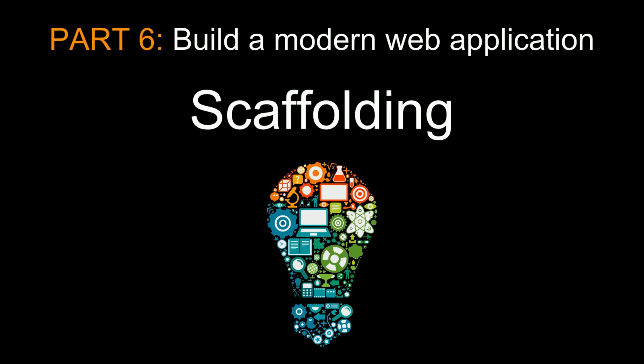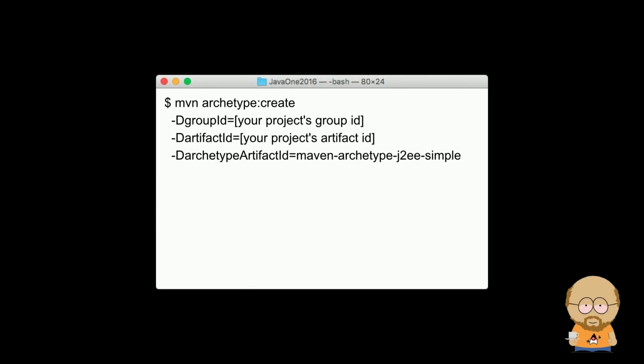So the next interesting thing to talk about is scaffolding. And this is perhaps a feature of Maven that is not that well known. It's called archetypes. Basically it is something that will create a skeleton for you. You just provide it with your group ID and artifact ID and you tell it the name of the archetype. So in this example, we're going to create a simple JavaEE skeleton application.